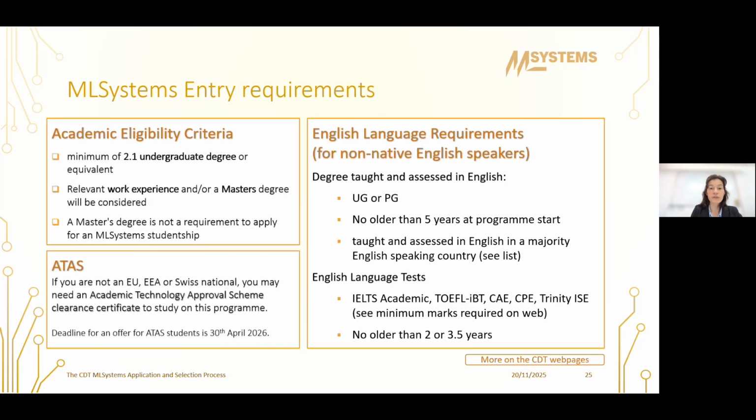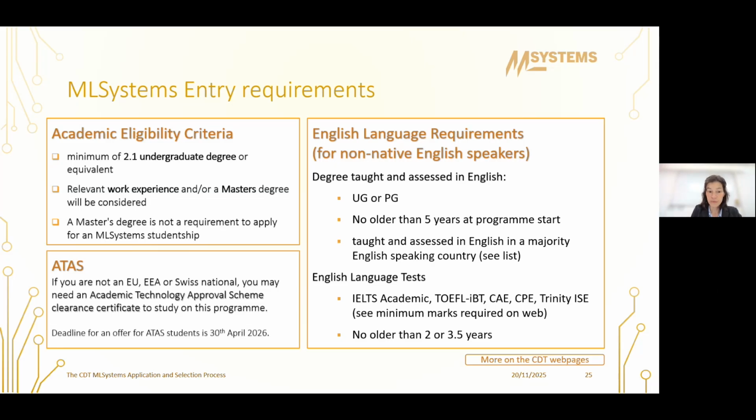In terms of the university entry requirements, those are university-wide and not CDT level. In terms of academic eligibility criteria, we require you to have a 2-1 undergraduate degree or an equivalent if the degree has been obtained abroad. We also take into consideration any relevant work experience or master's degree as well. However, a master's degree is not a requirement to apply for an ML system studentship.